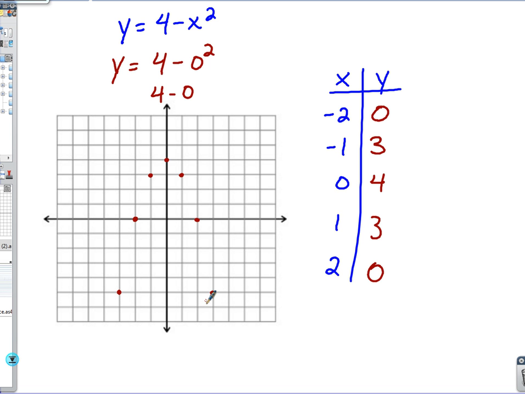This is what's actually called a parabola. You don't have to know that at this point. We'll talk more about quadratic equations and parabolas later on. But if you connect your dots, you're going to get a picture of what 4 minus x squared actually looks like, and it is definitely a nonlinear graph.